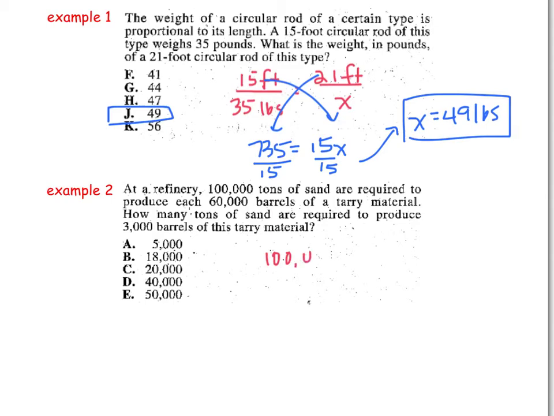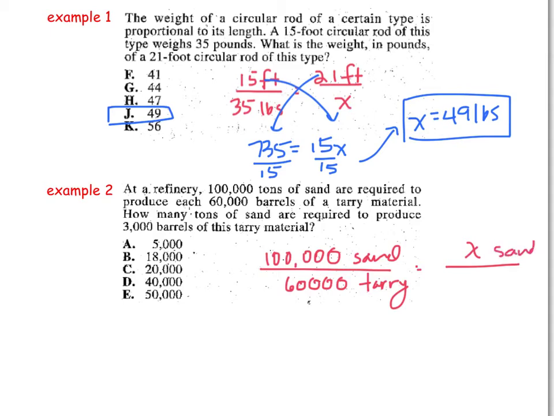So you've got 100,000 tons of sand makes 60,000 barrels of tarry material, right? And the question asks, how many tons of sand? So I say this number of tons of sand to that number of barrels of tarry material, and then I've got how many tons of sand to 3,000 barrels of tarry material. So this is the setup, and it's a proportion. It's a relation in which you have one thing which leads to this, which is 100,000 leads to 60,000. How many leads to 3,000?